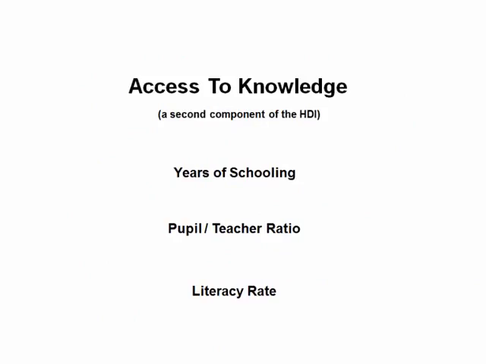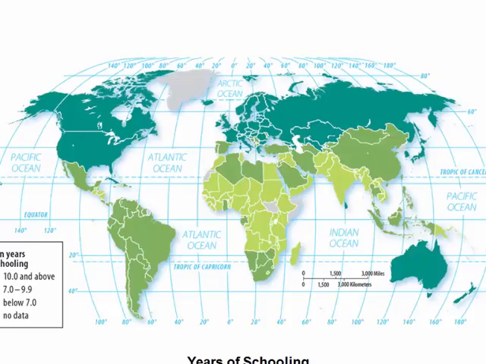Another component of that HDI is access to knowledge. And one way you could talk about access to knowledge would be how many years of schooling do you get, how many pupils are there to a teacher, and how literate is your society. So let's look at those maps. So here we have years of schooling, and we can see that it pretty much marries up with what we saw about rich versus poor. North America, Europe, Russia, Oceania, Japan, etc., etc. So it's mostly a replay.